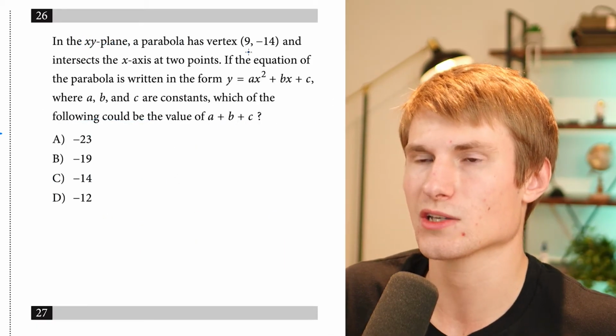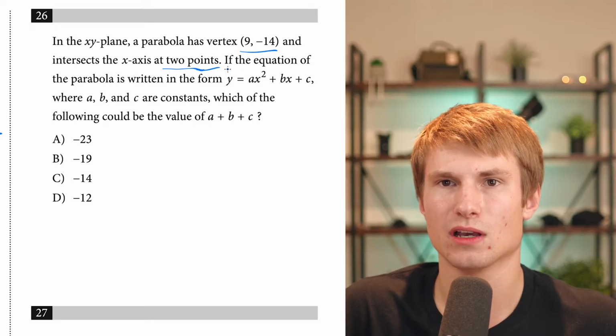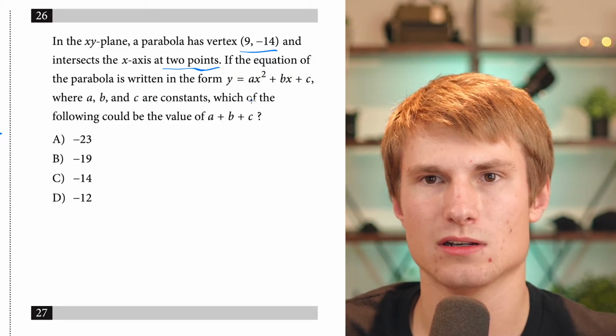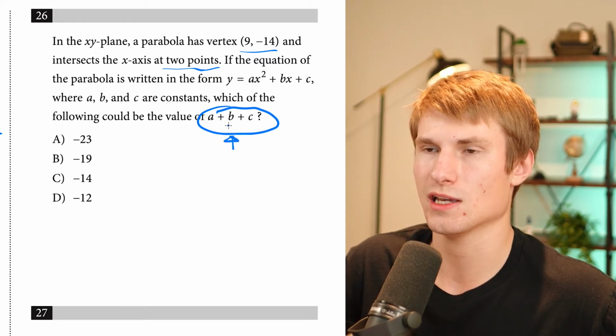Here's question 26, xy plane. Parabola's vertex 9 and negative 14 intersects the x-axis at 2 points. If the equation of the parabola is written in the form ax squared plus bx plus c, where a, b, and c are constants, which of the following could be the value of a plus b plus c? Always pay attention to what you're asked to answer. In this case, a plus b plus c.